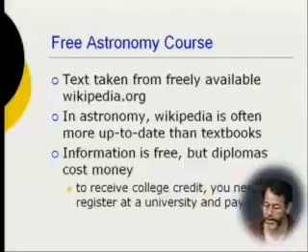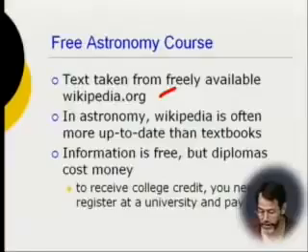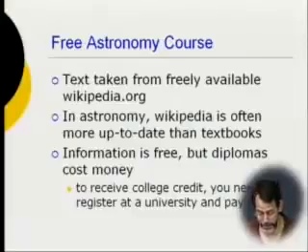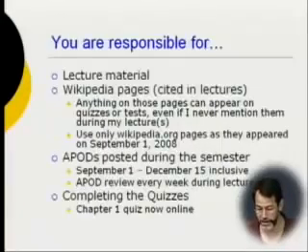Again, it's free. Wikipedia has become relatively strong. Wikipedia is free and advertising free. And again, information is free, but diplomas cost money. So if you actually want credit for this, you have to pay somebody, in this case, Michigan Tech.